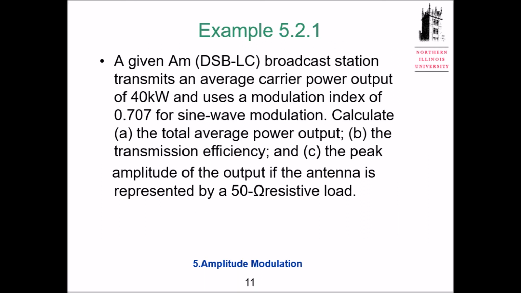Okay, so let's look at one example. Example 5.2.1. For a given AM, we use a double sideband large carrier broadcast station, transmitting average carrier power output of 40 kilowatt. Really huge, right? Actually for those commercial radio stations, the power is really huge, 40 kilowatt, a big number. And it uses modulation index 0.707. This is typical for commercial radio stations. M is 0.707. So let me write down those things for you.